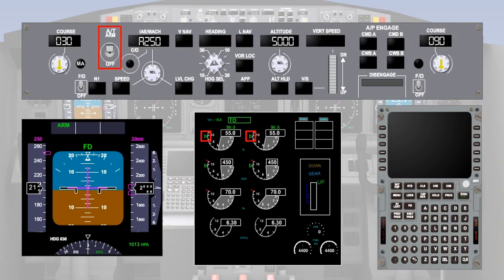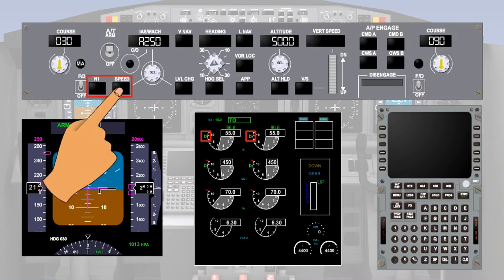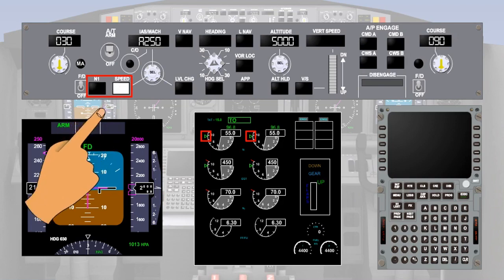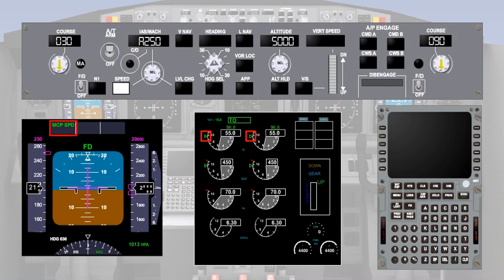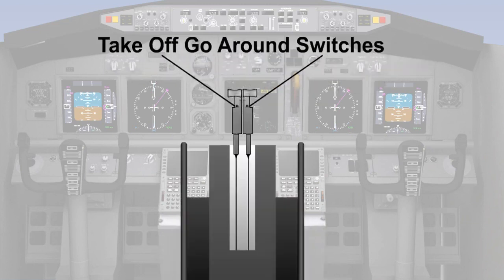The autothrottle is armed using the arm switch on the mode control panel. Then it can be engaged in either speed or thrust mode by selecting the respective button, also on the mode control panel. The engaged mode will be shown in green on the flight mode annunciator. The autothrottle is disengaged by pressing a disengage button on the outer part of the throttle levers. There may also be take-off go-around switches on the throttle levers, which will cause the autothrottle to engage in take-off or go-around mode when pressed.